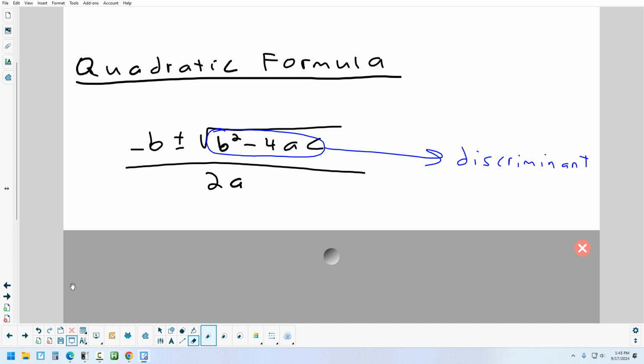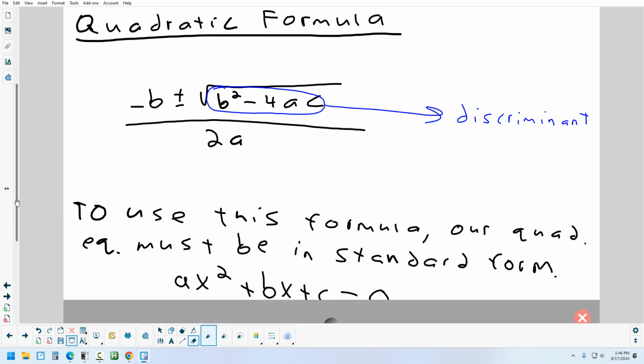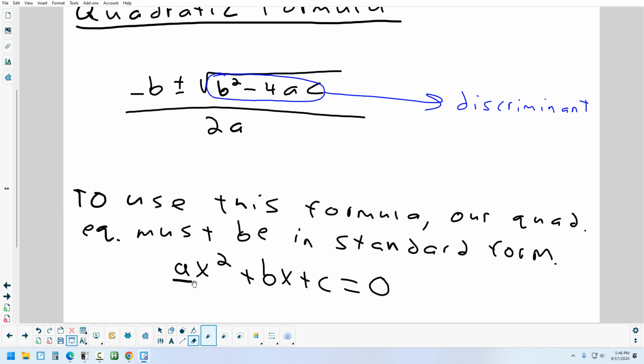The part underneath the square root, that's called the discriminant. Not overly important for this lesson. What's important is the whole formula. Now, remember the A, the B, and the C. Those come from here, here, and here. So they're the numbers in front of x squared, x, and the constant, but it has to be equal to 0. If it's not equal to 0, well, make it equal to 0. We'll just fix that first.